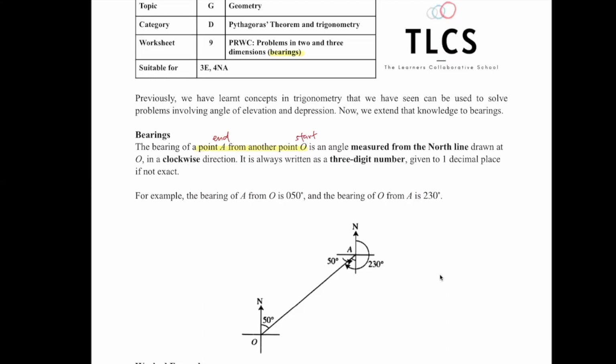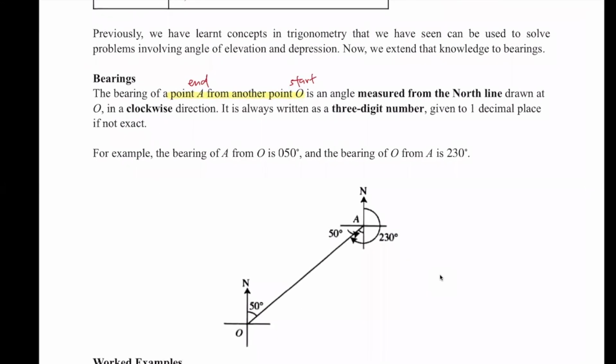So how do you find this bearing? You need to first draw a north line and you start measuring from the north line. And how do you start measuring? You must measure in a clockwise direction. So the north line must be drawn at O and you measure in a clockwise direction. Clockwise, if you are not too sure, because a lot of you are just using digital watches now, clockwise is this direction.